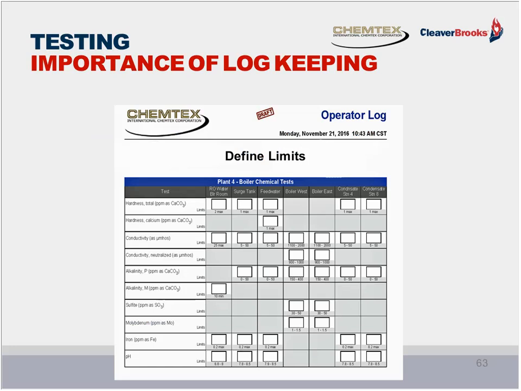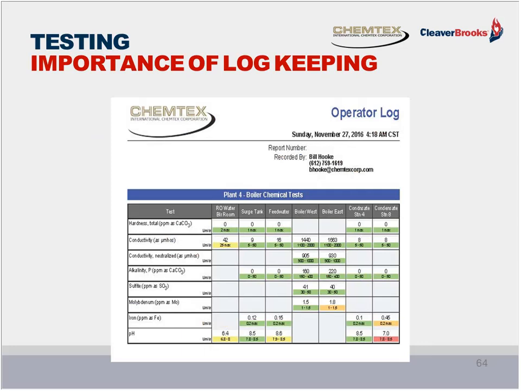So on this slide, you can see where the different limits of our program are outlined. You can see that we've got a conductivity limit set up here. We've got iron and sulfite recommendations that are outlined here, and we've got specific guidelines for the condensate program as well.